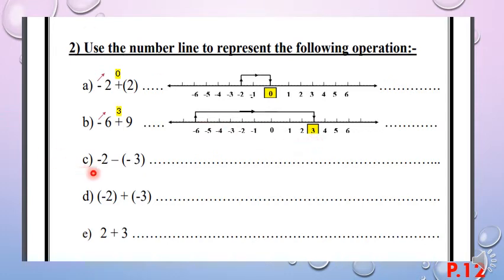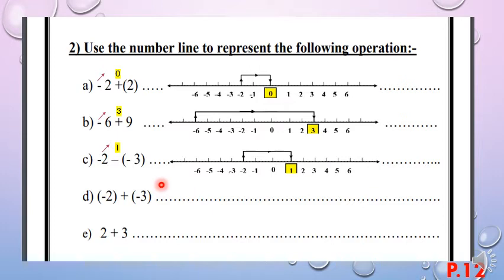Letter C, negative 2 minus negative 3. The result is 1. So we need to move from negative 2 till we reach 1 on the number line. Here is my number line. Now I'm going to start with negative 2. Go up, then go to the right till I reach 1. I will go down on 1. And that's it. Letter D, negative 2 plus negative 3.